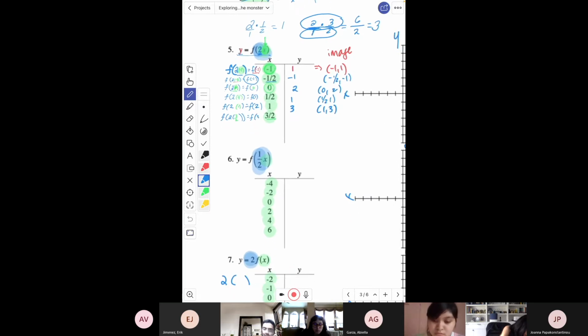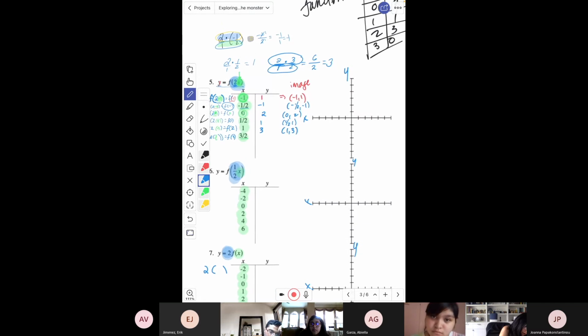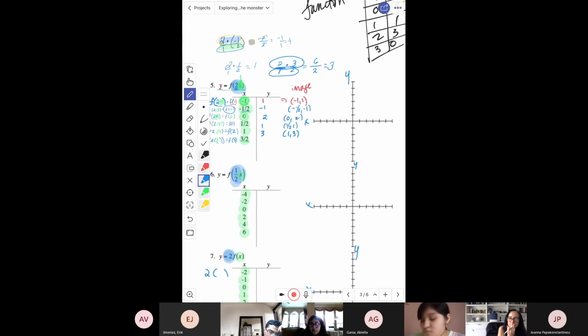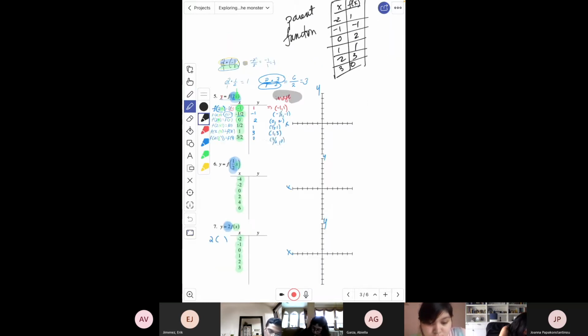Okay, so I'm really looking at the function evaluated at the input 3. What is the output? 0. Okay, so now I have another point. Now if I plot these points, I have -1, 1; -0.5, -1; 0, 2; 0.5, 1; 1, 3; 1.5, because 3/2 is 1.5, 0.